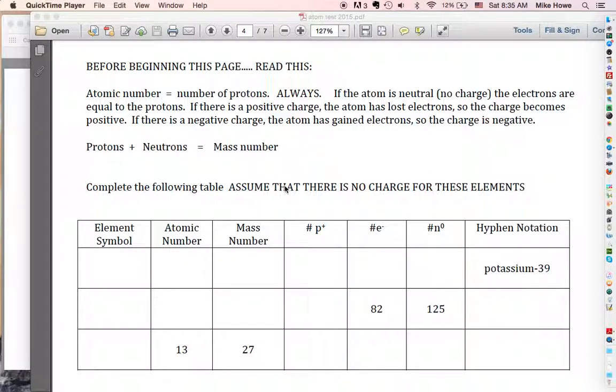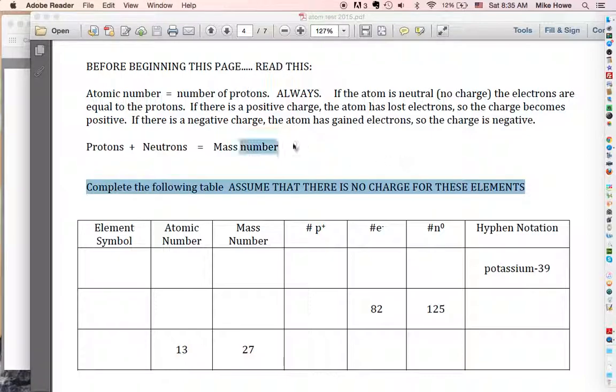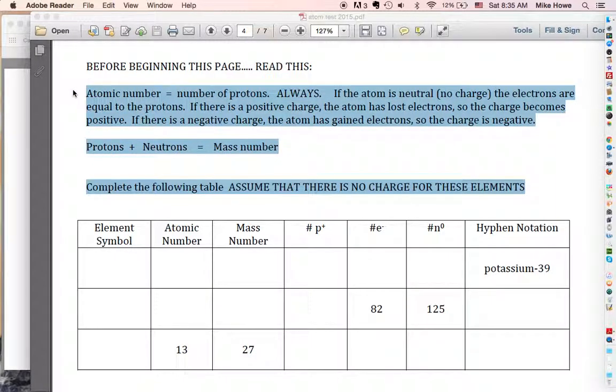On the grid section of the test, before you begin, you should have read this little paragraph. Notice that there's a lot of really pertinent information right here. So atomic number, number of protons, same thing, always. If there's no charge, electrons equal protons. Positive charge, you lose electrons, so you become positive. Negative charge, you gain electrons, so the charge is negative. And the protons and neutrons equals mass number.